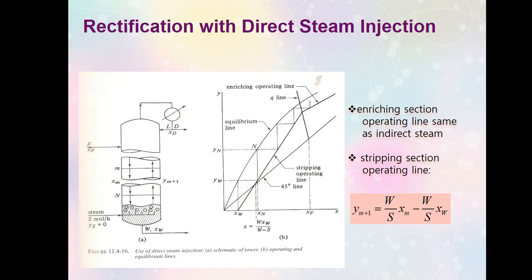So that's the explanation of what's happening in your rectification with direct steam injection. Though it will require an extra fraction of stage, only a fraction, it will not need the reboiler anymore. So the enriching section operating line is the same, but the stripping section operating line in this case will have a different equation, and its equation would be something like this. That is in the case of using direct steam, or when steam is directly injected into the column, not being used in the reboiler.